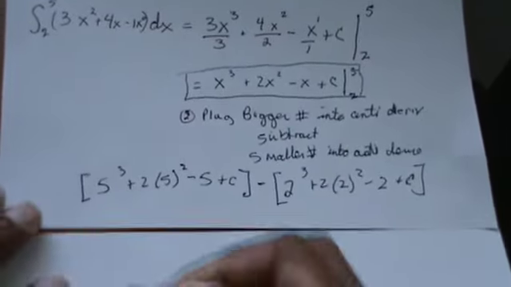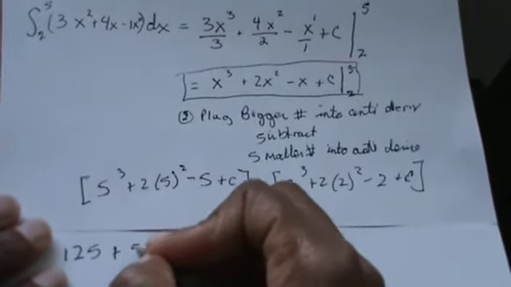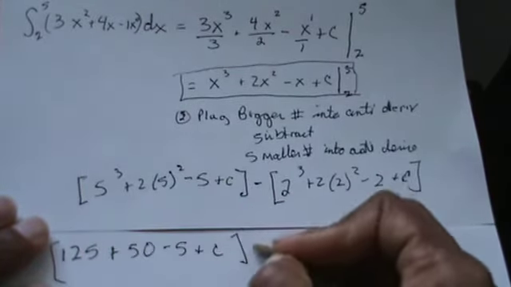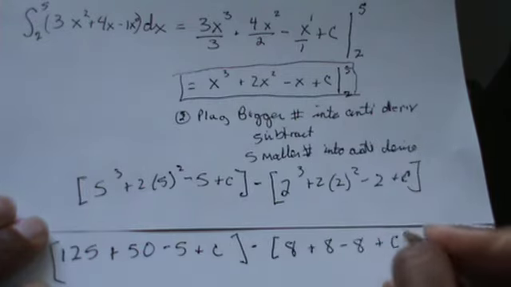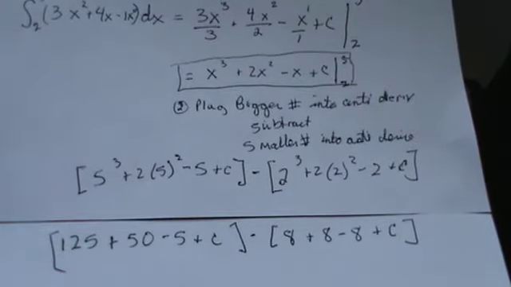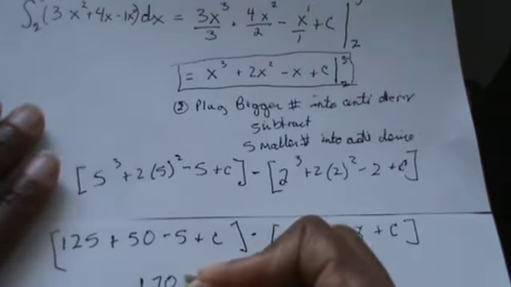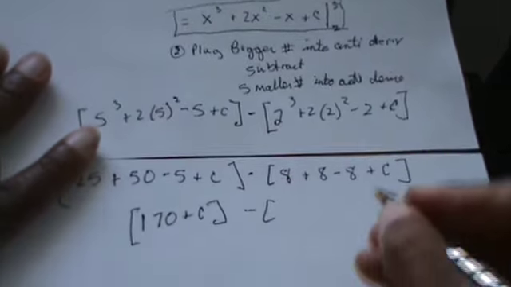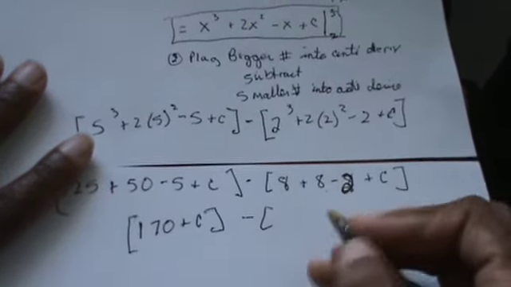All right, 5 cubed is 125, plus 2 times 5 squared is 50, minus 5 plus c. Make sure you're looking at my math. I am human, I do err. Okay, so let's see, 125 plus 50 is 175, minus 5 gives me 170 plus c. Give me 1 second, I'll scoot that down. This should be a 2. Please correct that. So 8 plus 8 is 16, minus 2 is 14.